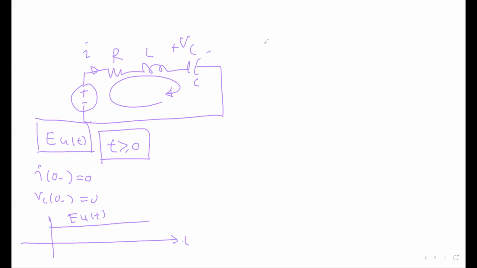In the last class or earlier, we derived a differential equation considering that the voltage across your capacitor is the output. I hope you can remember this. And that equation was something like this. Not exactly like this, okay?